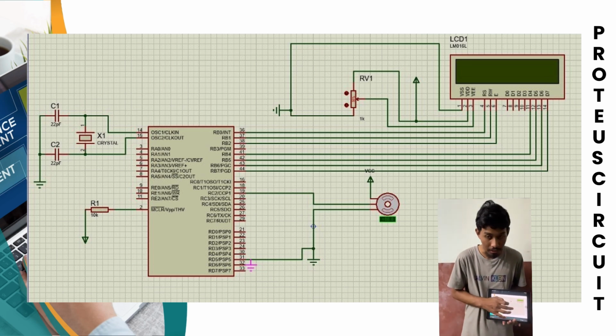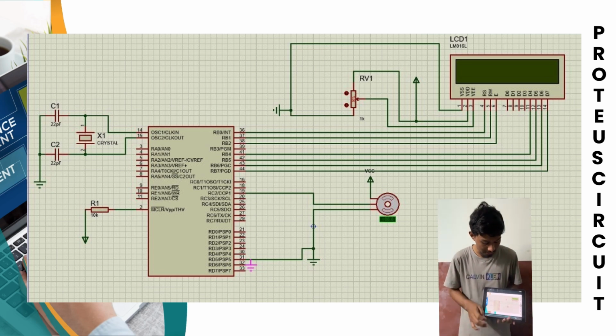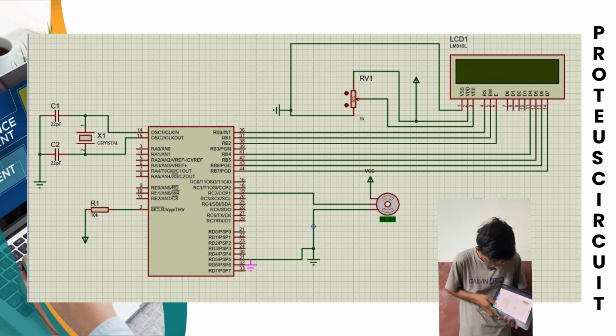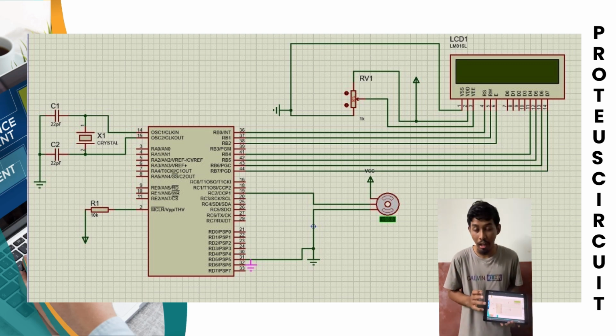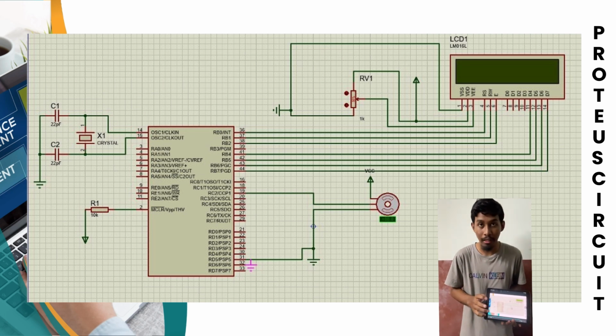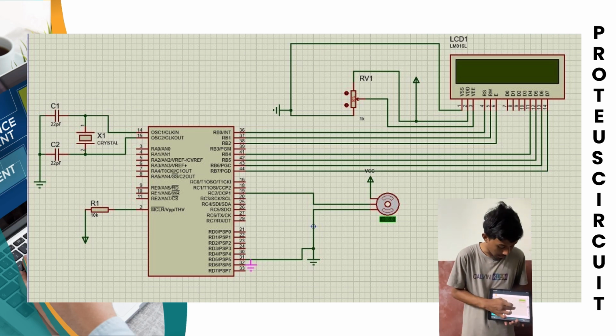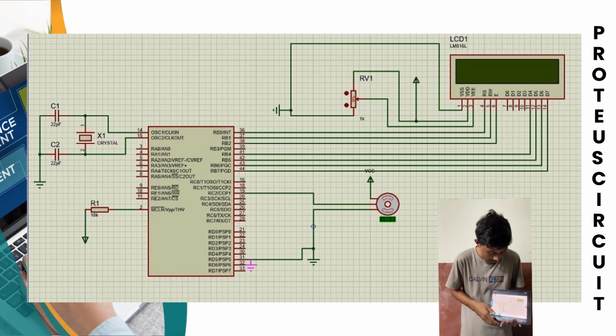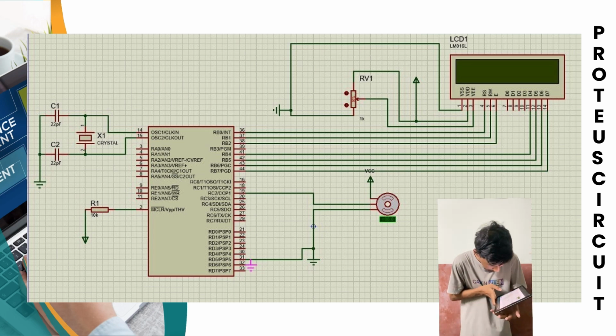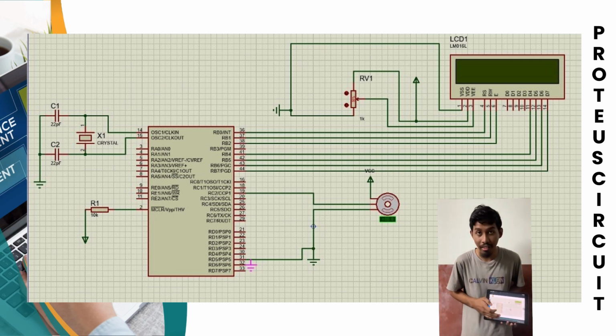For connecting the servo motor to the PIC, the middle pin of the servo motor connects to RC2, the top pin connects to the power, which means VCC power. And then the bottom pin connects to RD5 and then connected to the ground.